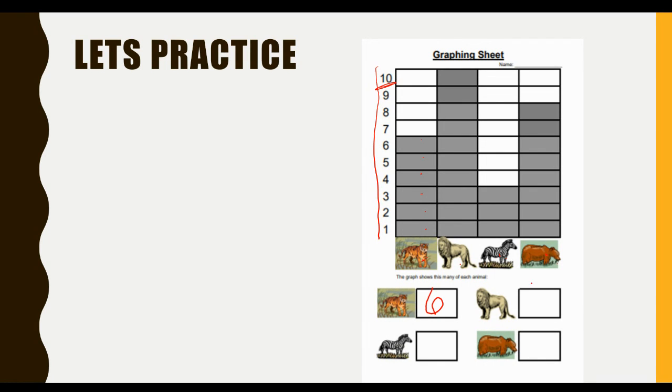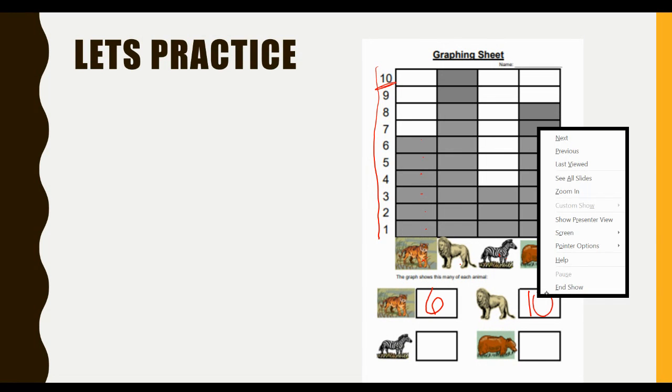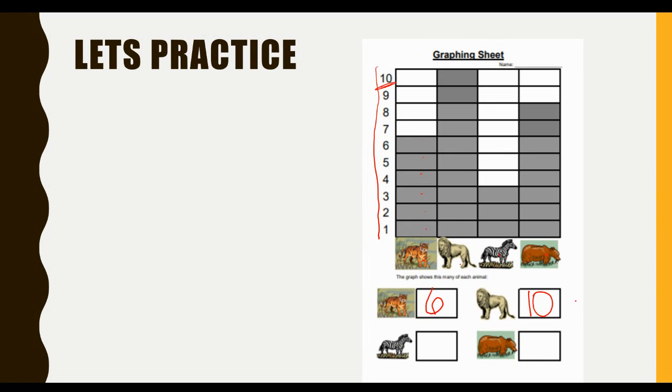If you said 10, there were 10 lions at the zoo. We can know because we can count all these boxes. It goes all the way to 10. Okay, zebras. Let's see. 1, 2, 3. 3 zebras.